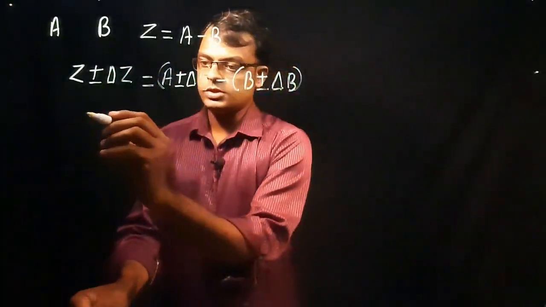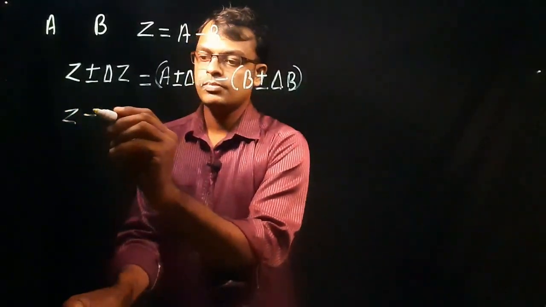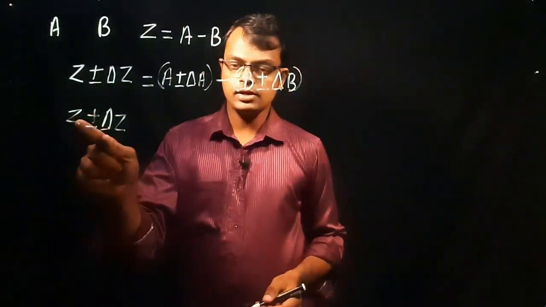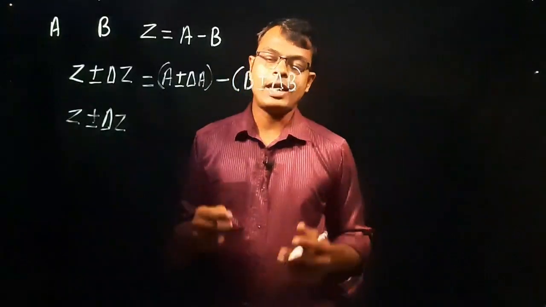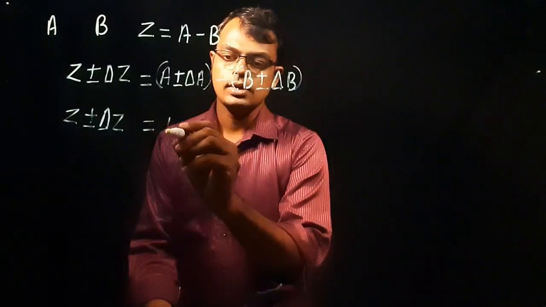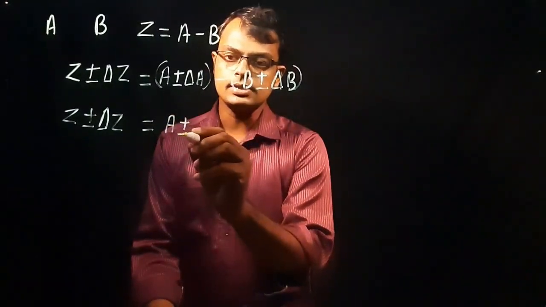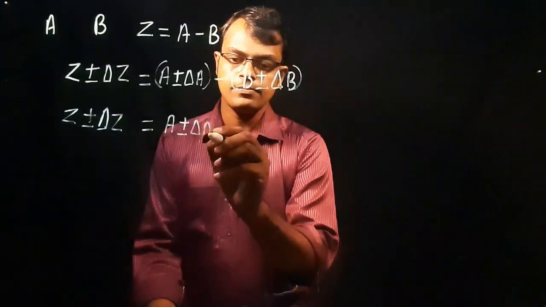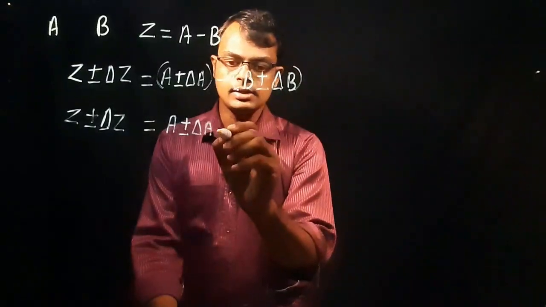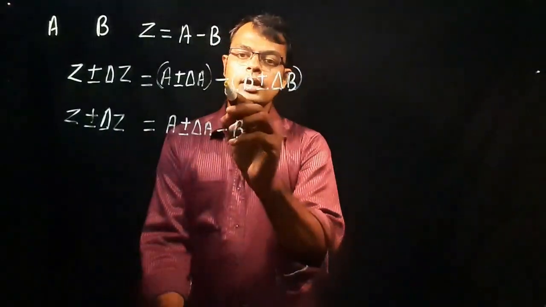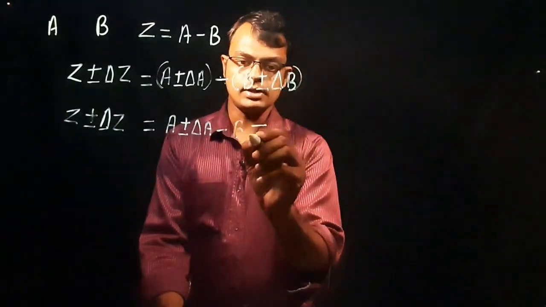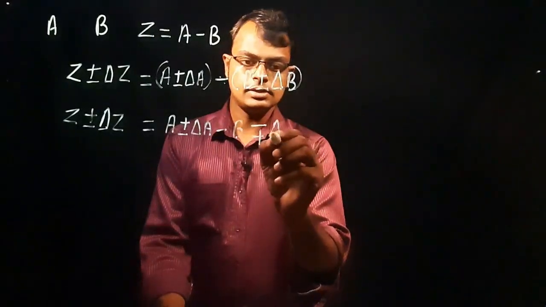Open the bracket and write this equation as Z plus or minus delta Z. What is the meaning? Z is the final result. Plus or minus delta Z is what? The absolute error in the final result, is equal to A plus or minus delta A. Right? Now you multiply. Open the bracket here, so minus B. Again you multiply here, minus into plus, it becomes what? Minus. Minus into minus, it becomes what? Plus delta B.